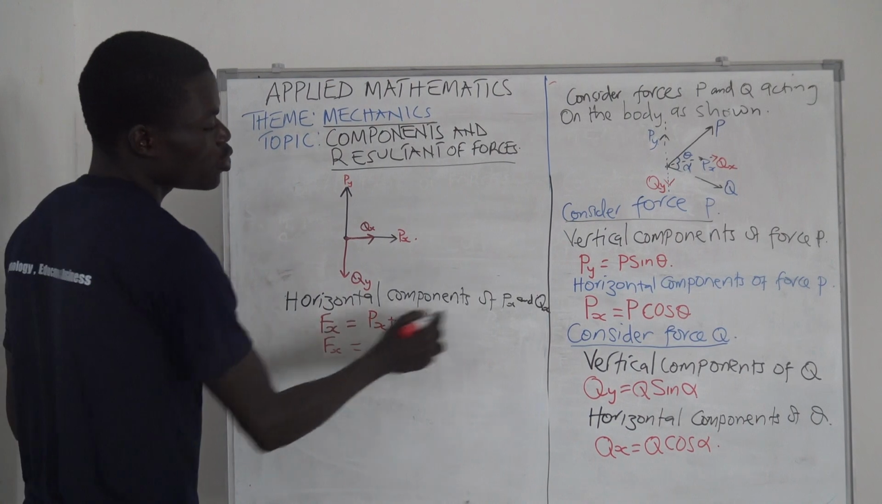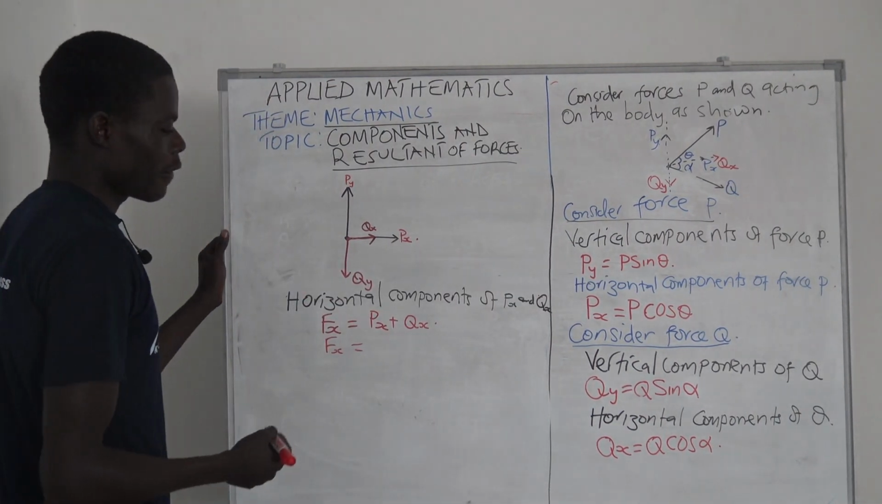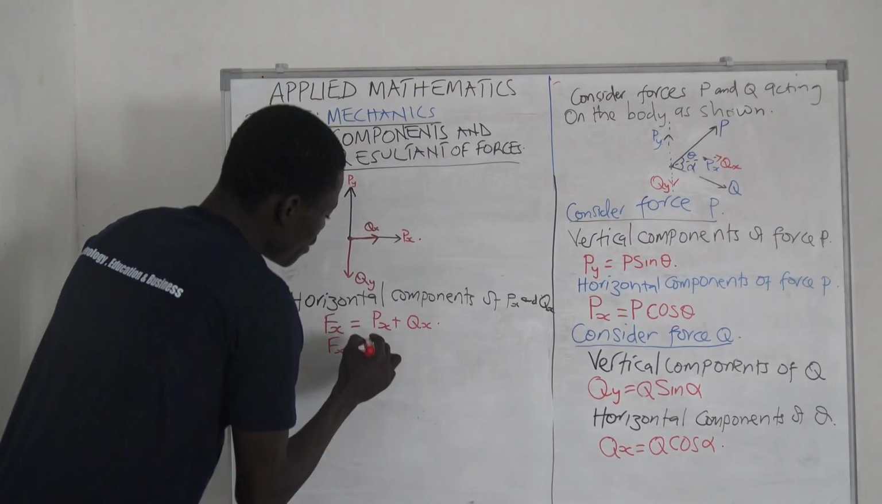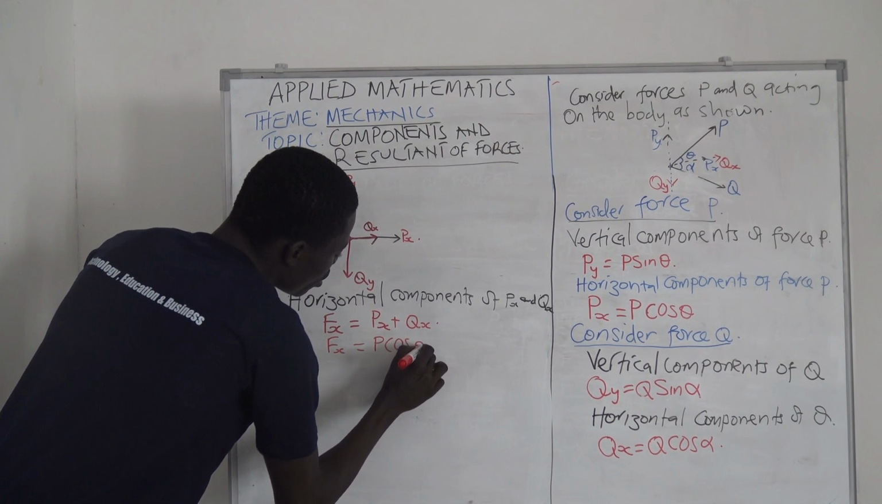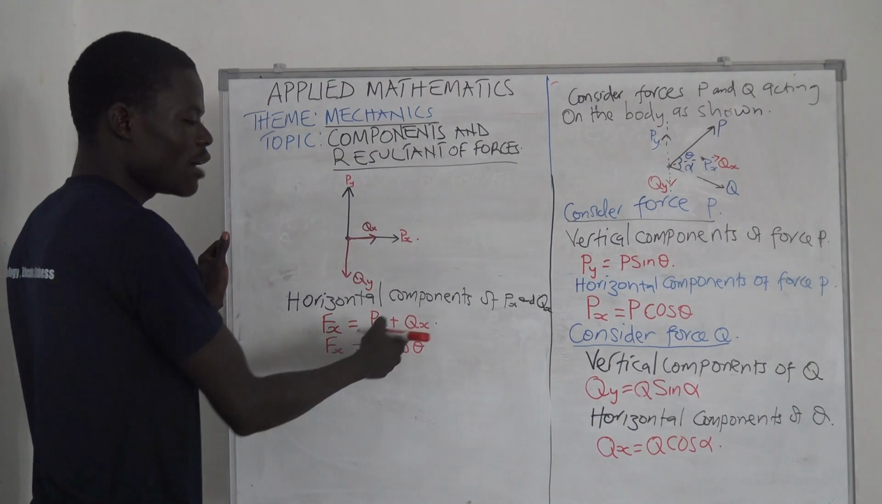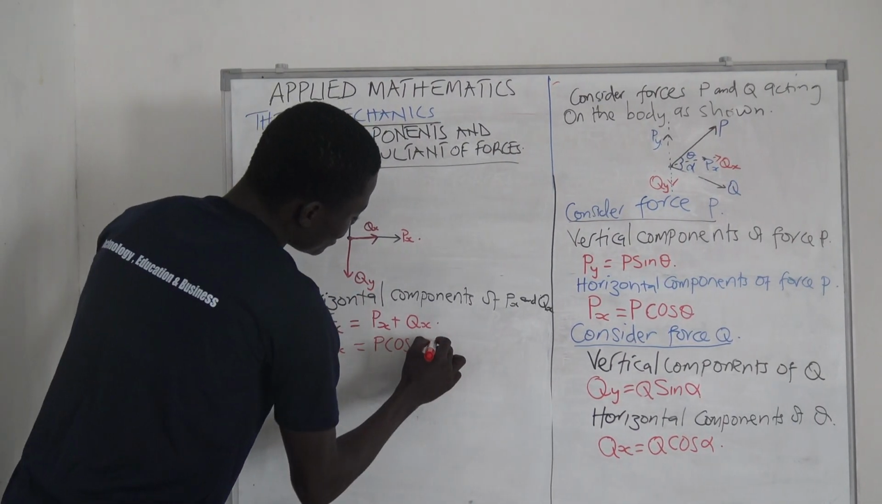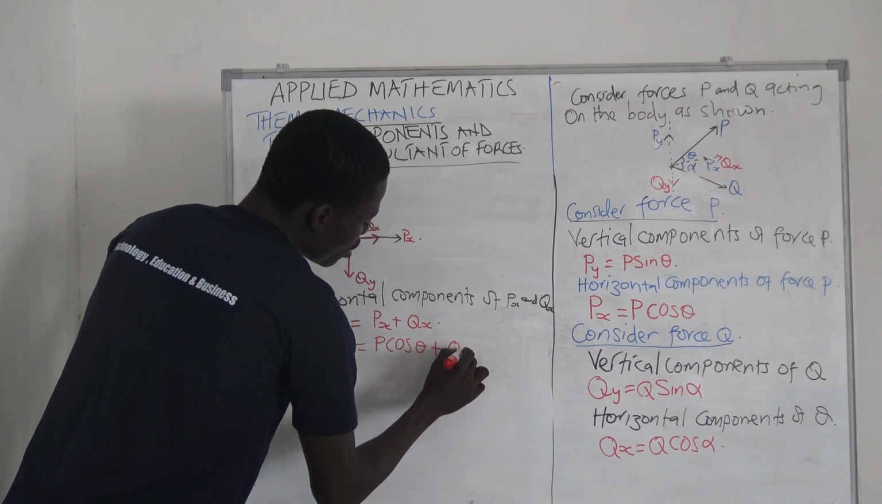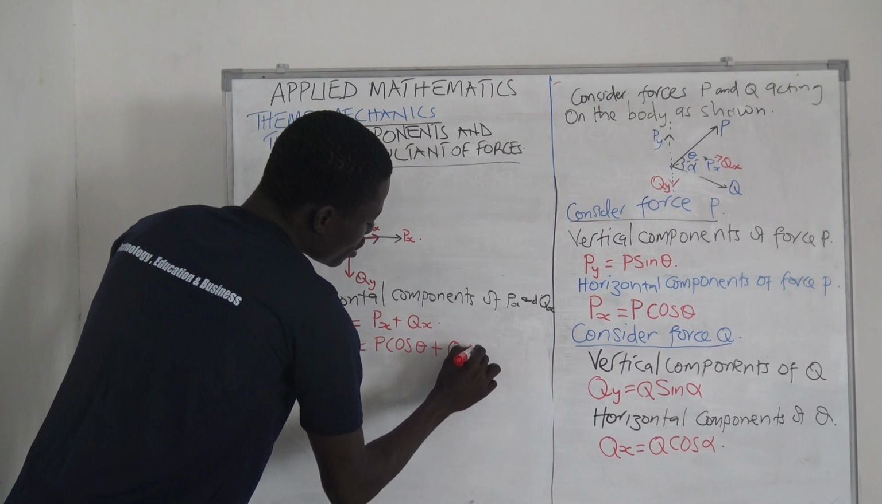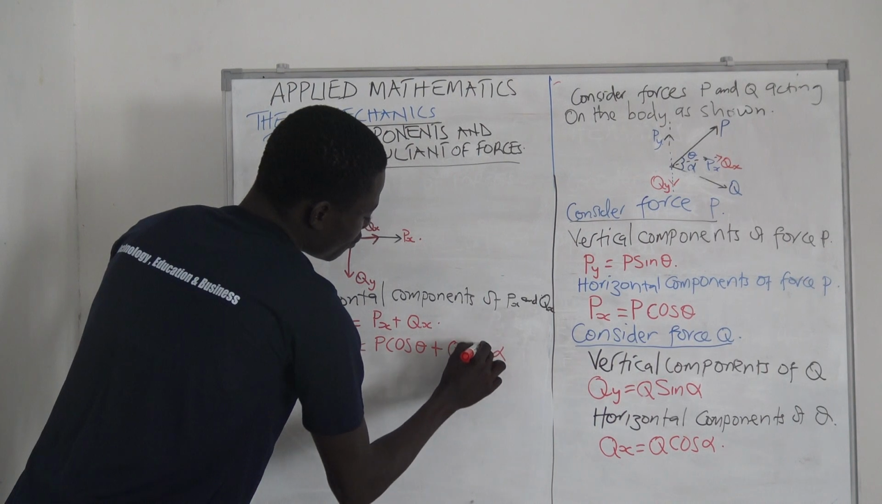What is our Px? Px is given by P cos star. And then what is our Qx? Our Qx is given by Q cos alpha.